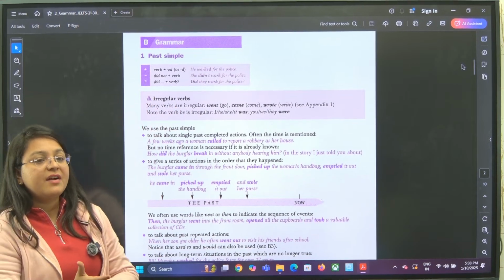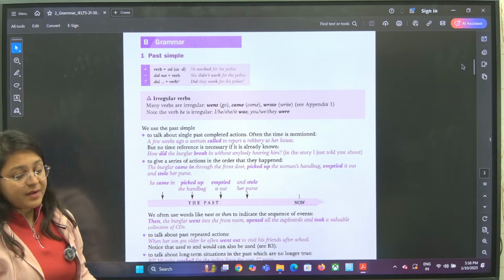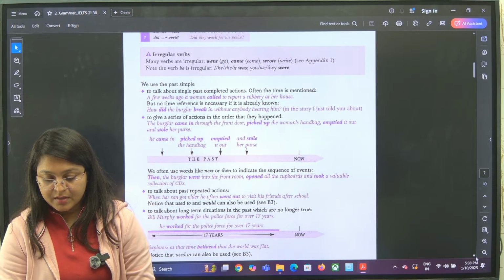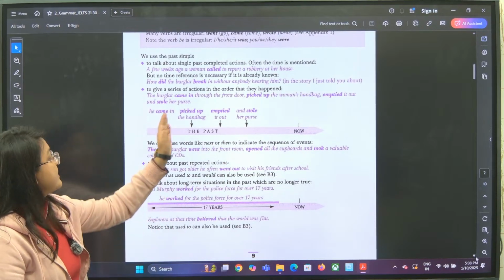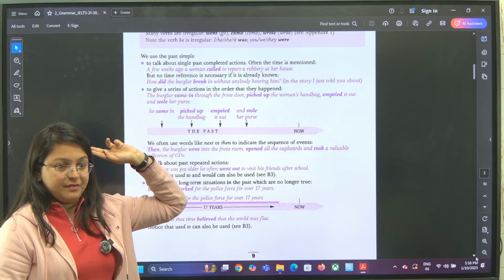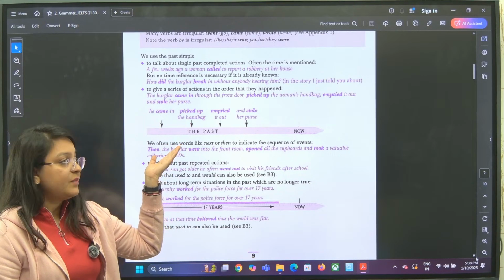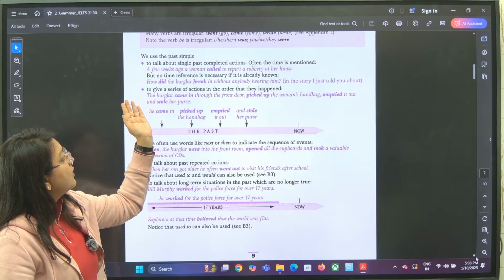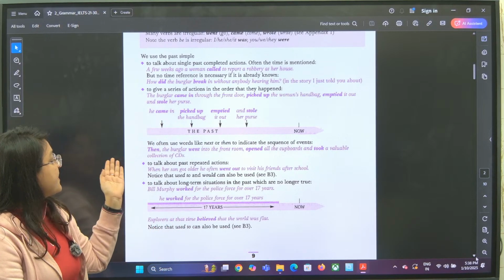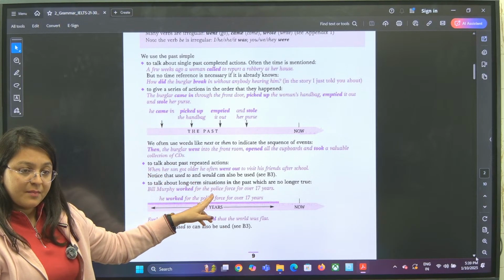This is very simple, as we have done present tense. This is past tense. Now, let's check in which events or places we can use the past simple tense. First is when we want to talk about a single past completed action. The action was one and it was completed. Past simple would go. Second, if we want to talk about a series of actions, then also we will use past simple tense. If we want to talk about past repeated actions, then also we will use past simple tense.